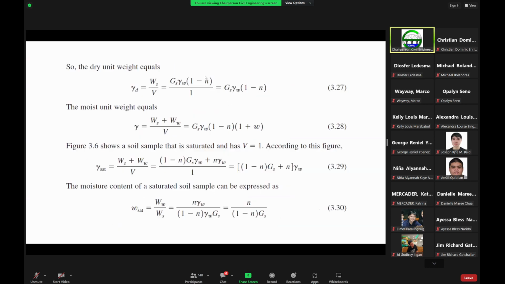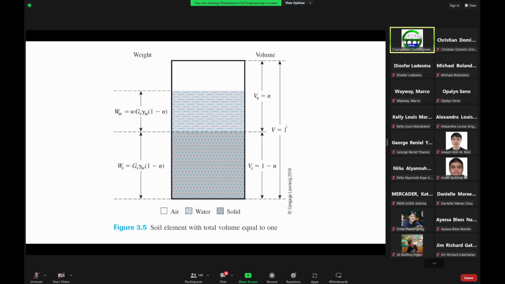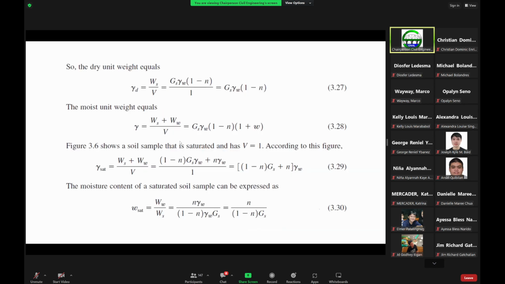So that's this one here over the total volume, but the total volume is assumed to be equal to 1 if you don't know. For example, in some problems, you don't know the total volume, then you can assume that the total volume is equal to 1, and then you can use these formulas. So that means the dry unit weight is just equal to this formula here: the specific gravity of the soil solids times the unit weight of water multiplied by 1 minus the porosity.